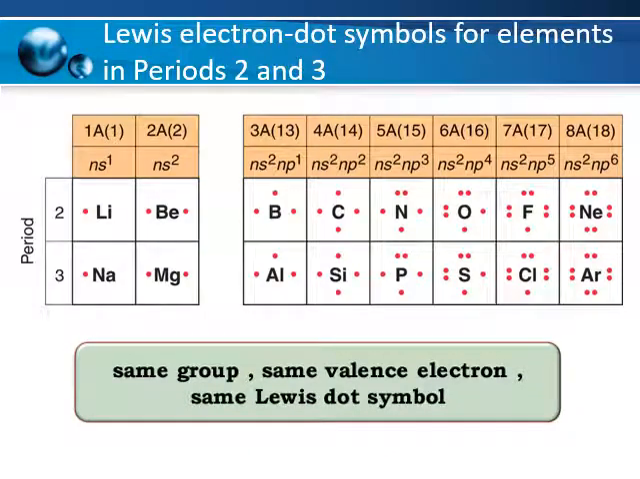Lewis electron dot symbols for elements. For example, period 2 we have 1 until 8, until you fulfill the octet. Same goes for period 3, until you fulfill the octet. So yes, it is true that the same group has the same valence electrons and the same Lewis dot symbol.